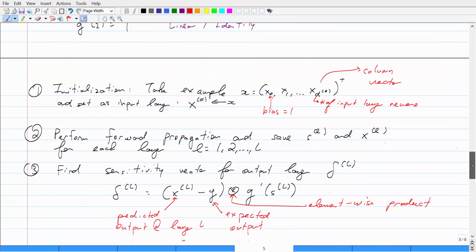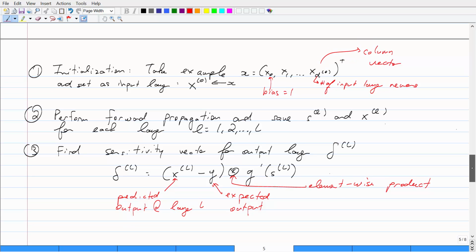Okay, so here's just a review from last class. Again, you initialize the input layer to be the example that you're looking at. And then you're going to perform forward propagation. At the very beginning, you have your input layer. You calculate all the inputs going into each neuron, saving all the outputs for every single node and every single layer. You perform forward propagation using that example.